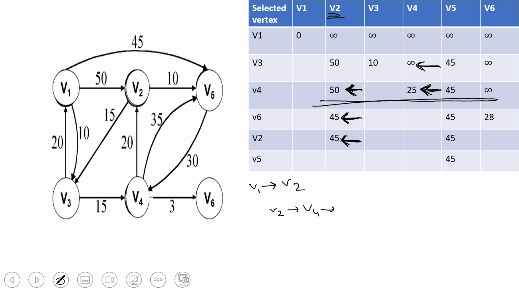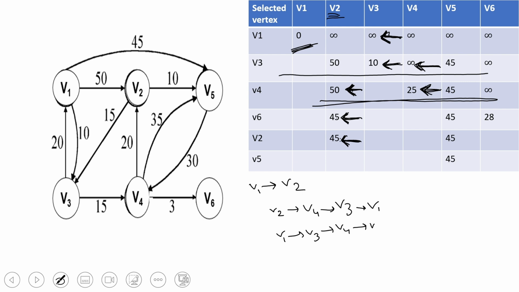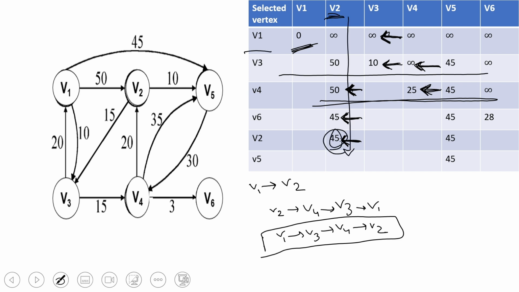And again move up. Is it the same value as before? No. Again search for the smallest element. It's V3. Again move up. Is it the same? No. Search for the minimum element. It's V1. So write it there. So this is the shortest path: V1 to V3, V3 to V4, V4 to V2. And what should be the value? The shortest distance from V1 to V2 is 45, right? So this should be the value. Search and you'll get this.